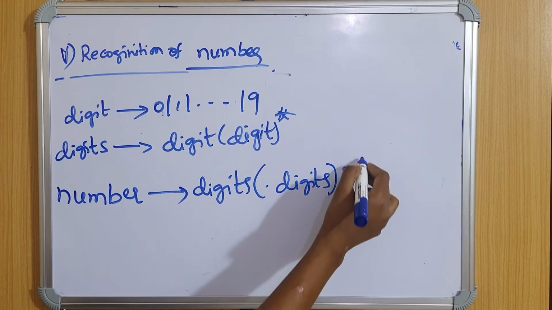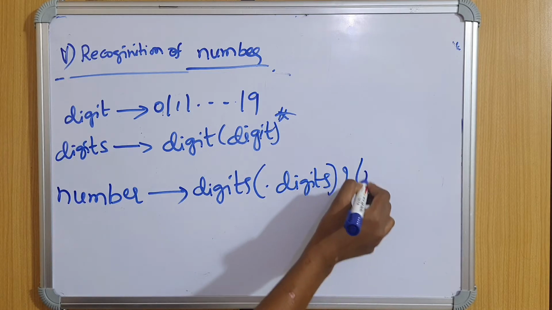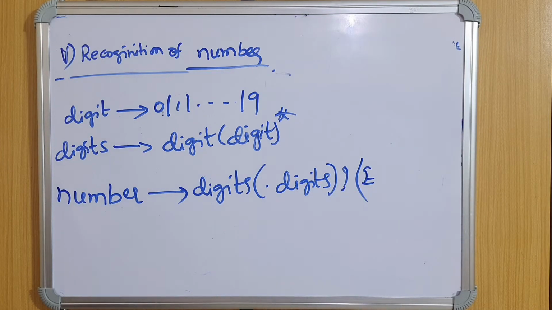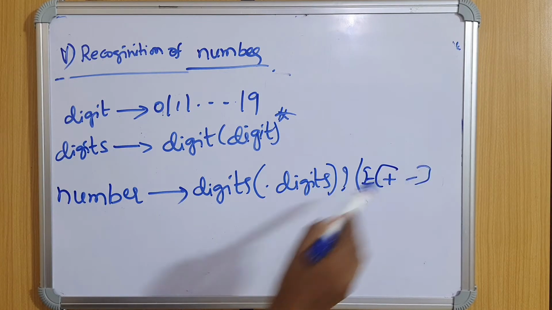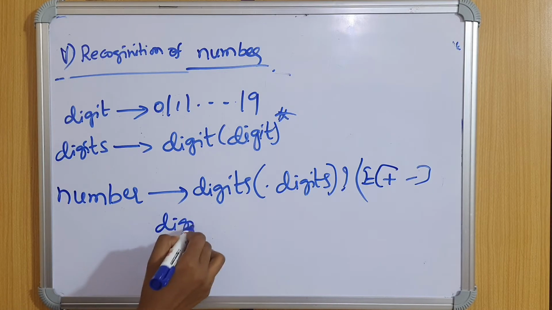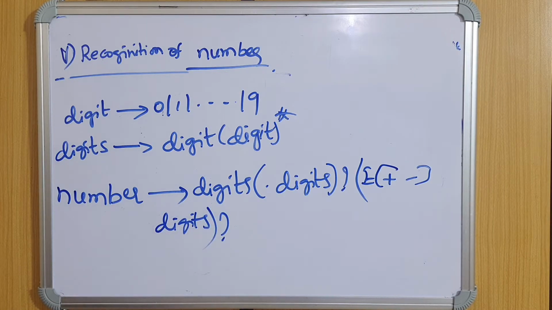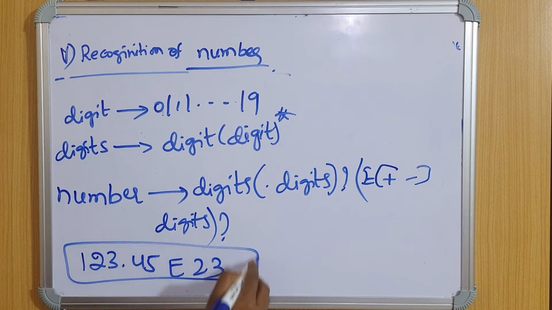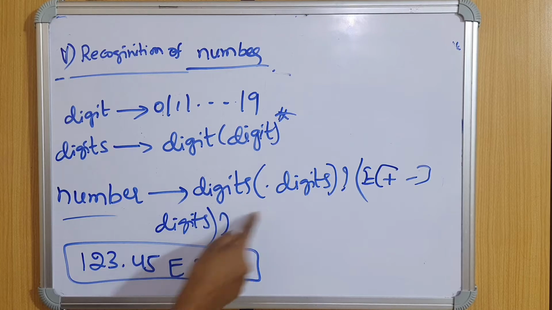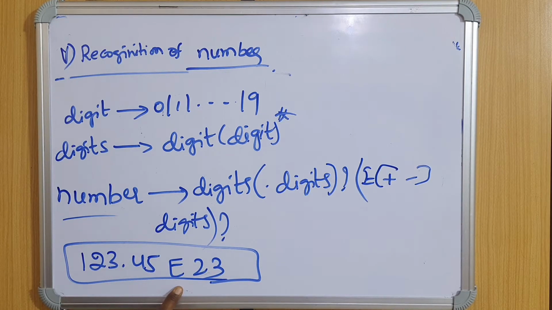Then you have this form, mantissa and exponent. Plus or minus digits, question mark. See here, digits dot. For example, take the example 123.45 exponent of 23. For this notation we write this production rule. So we have written number equal to digits dot digits, epsilon meaning optional exponent, and digits 23.